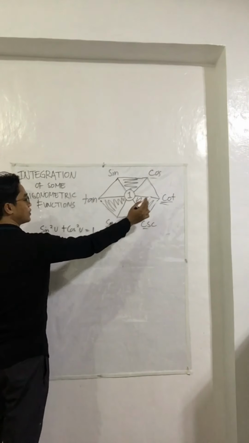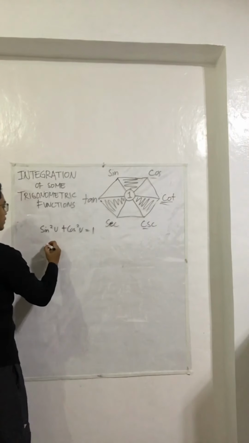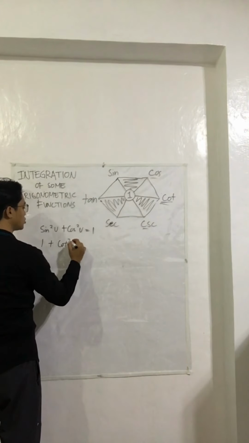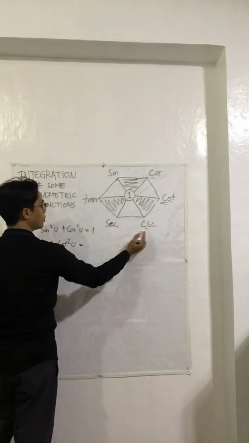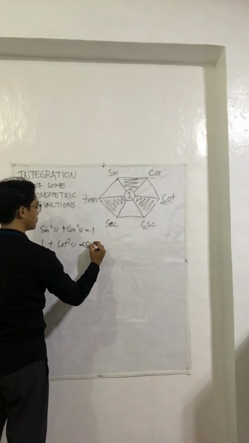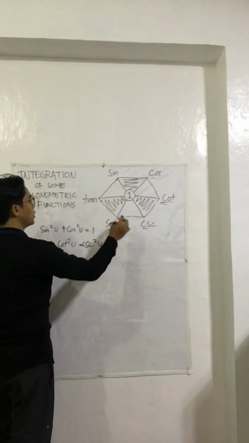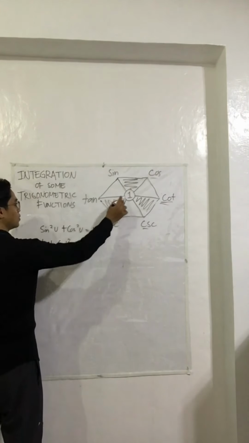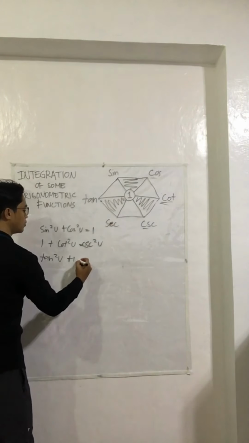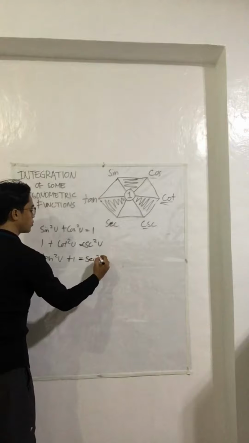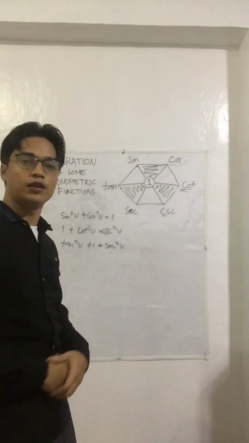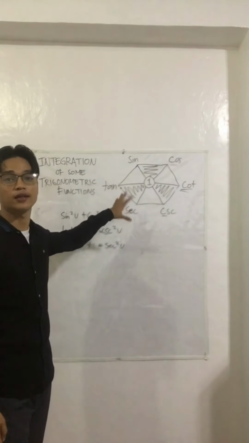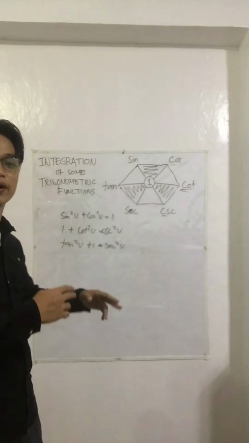And then yung dito na naman na side, 1 plus cotangent squared u is equal to cosecant squared u. And sa tangent naman, tangent squared u plus 1 is equal to secant squared u. So sa next application naman, parehas lang sa dito na ginamit natin yung 3 distinct triangles. Pero dito naman is parang pa-inverse lang siya.